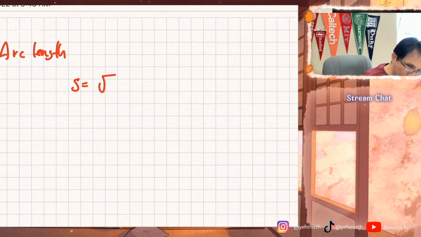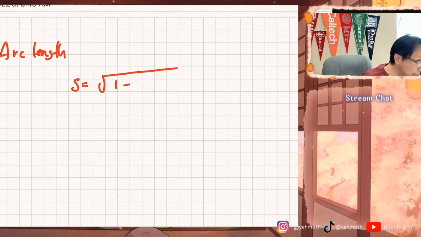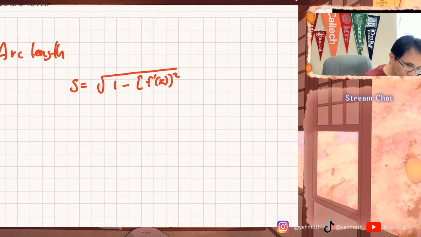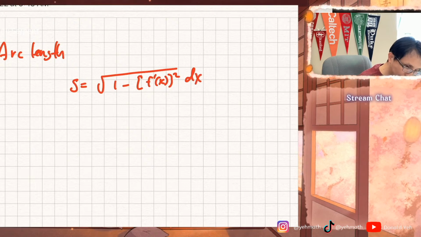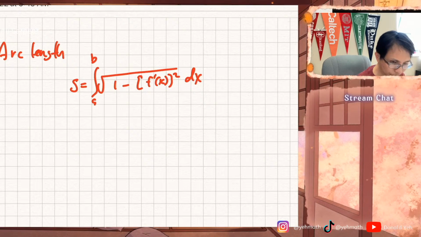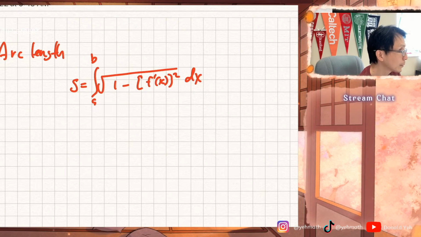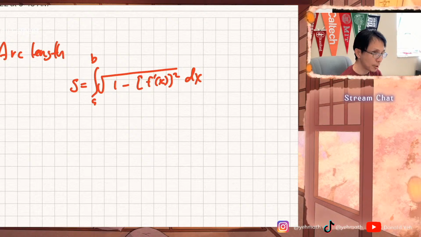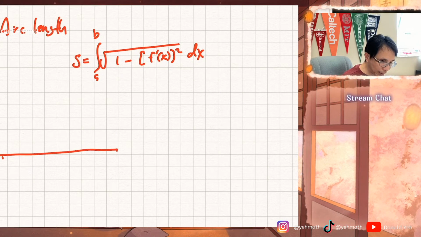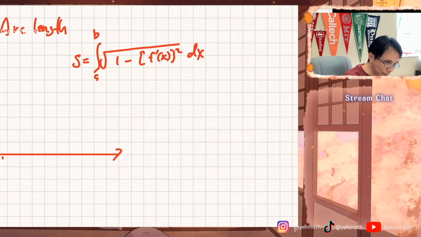So s equals the integral from a to b of the square root of 1 plus f prime of x squared, dx. What is this for? It's for arc length. So if I say I want to find the arc length of a parabola, we're just going to give you a simple equation.